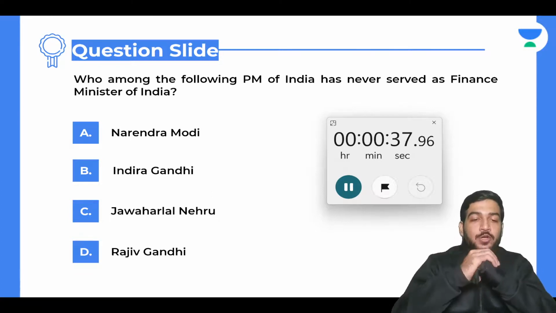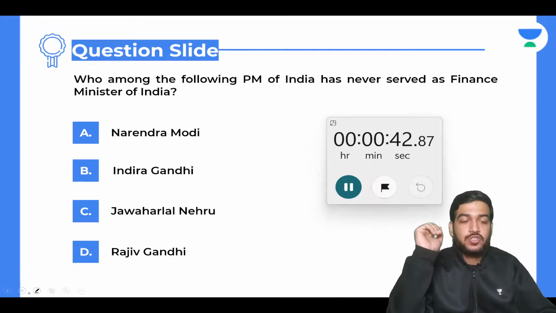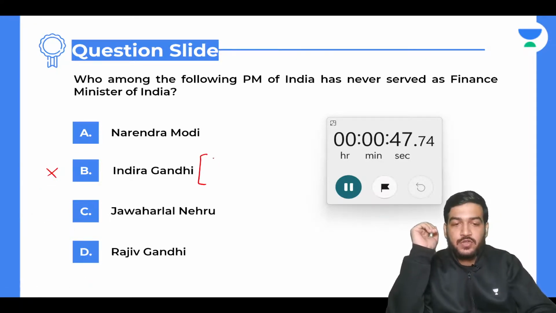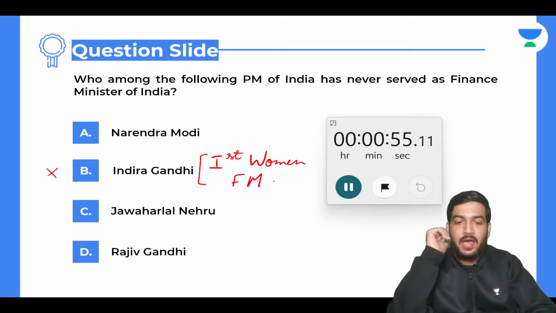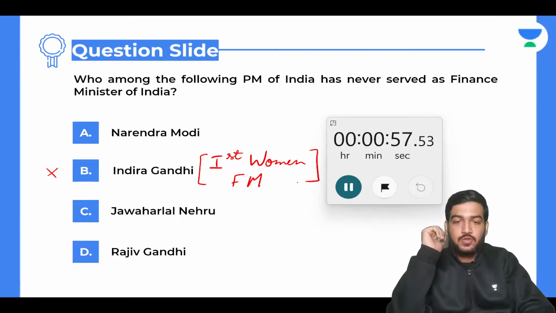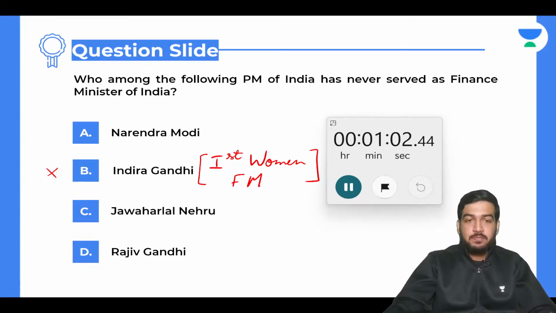To those who do not know, Indira Gandhi is not the correct answer. Why is that so? Because she was India's first woman finance minister. She was also the first woman finance minister as prime minister. So definitely not B. Before Nirmala Sitharaman, the first permanent woman finance minister, Indira Gandhi as prime minister had held the finance ministry portfolio herself. So she is not the correct answer.